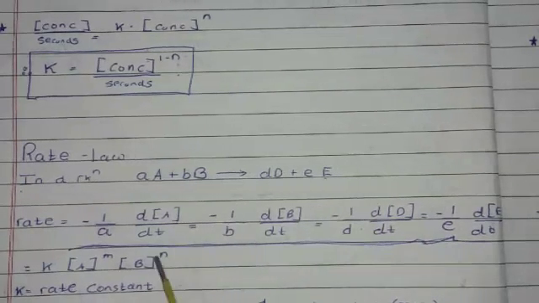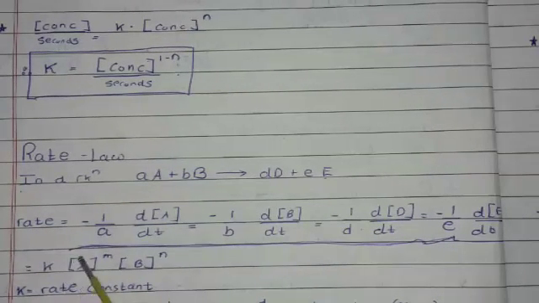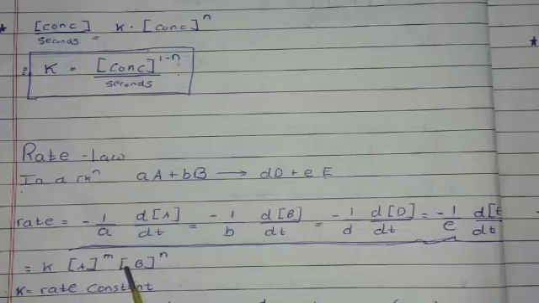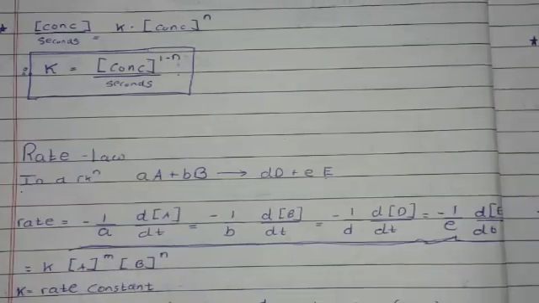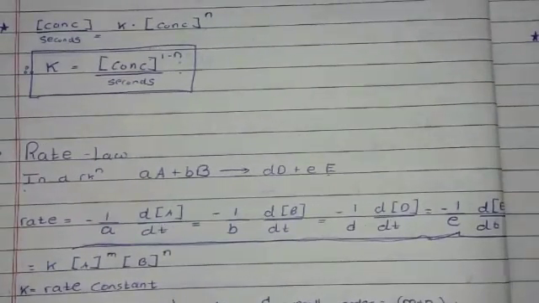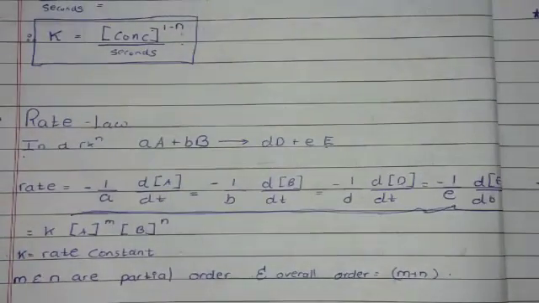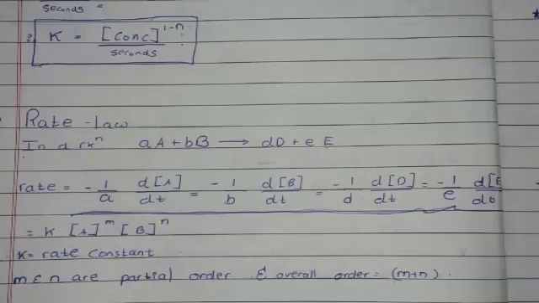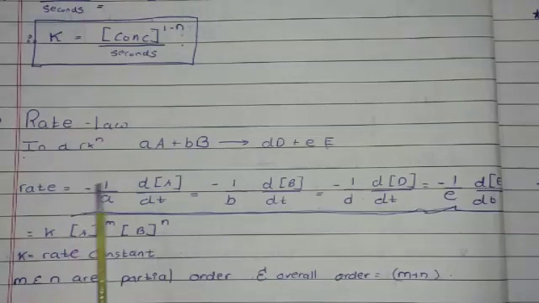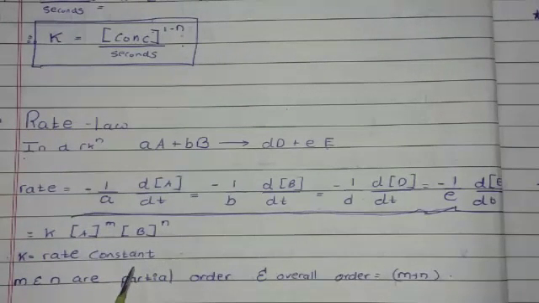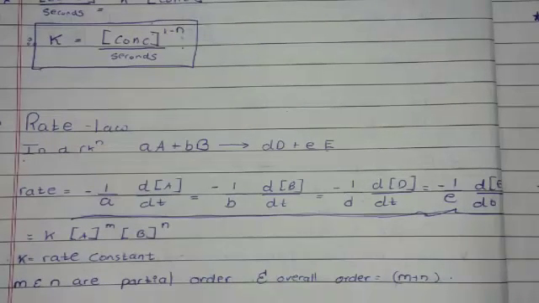It is the rate, and rate equals k times the concentration of A to the power m and the concentration of B to the power n, where k is nothing but the rate constant. m and n are the partial orders, and thus the overall order is the summation of these two, that is m plus n, and that's it.